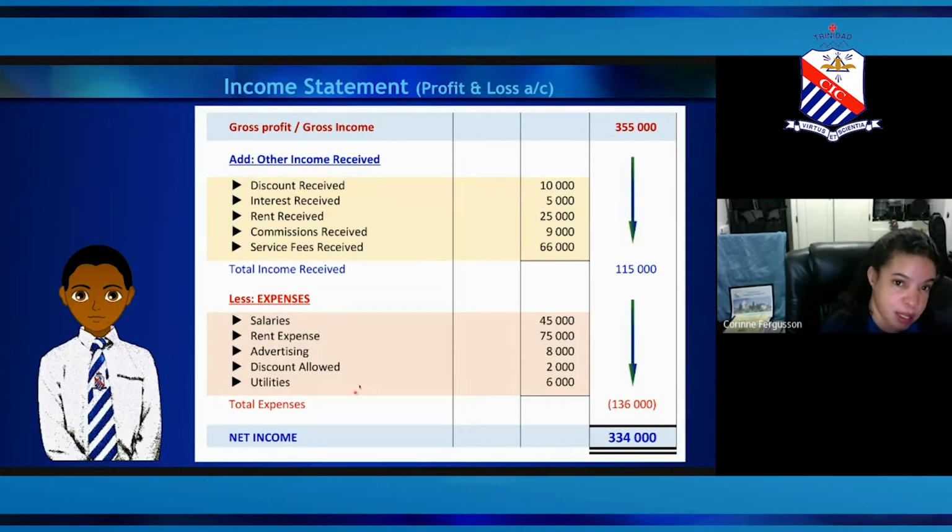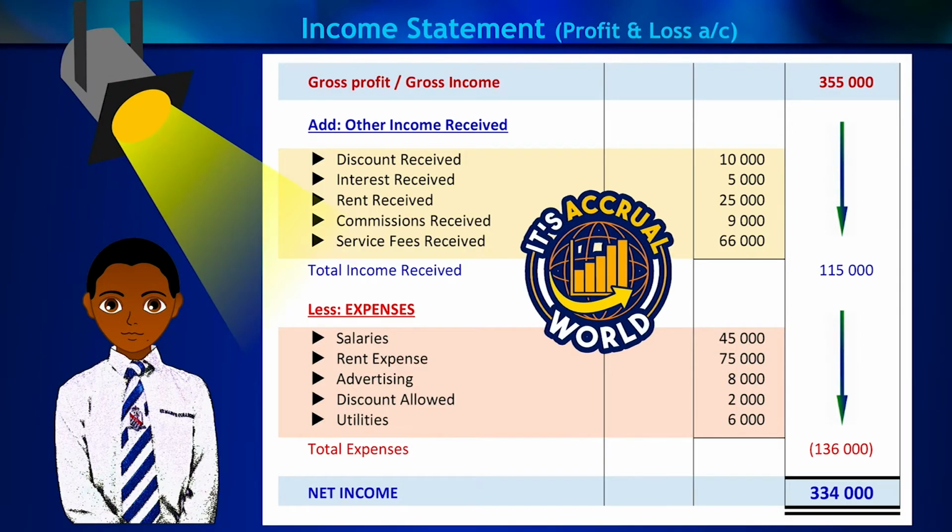And for your expenses, it will be the amount incurred, whether or not you paid it or you paid more. So it will be the salaries incurred, the rent incurred, the advertising incurred, the discounts allowed incurred, the utilities incurred. Those are the figures that we put into the income statement, emphasizing that, right? So you're looking towards working out earned and incurred, because it's a cruel world. Yay.